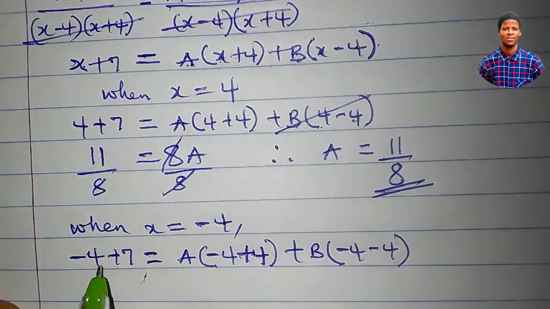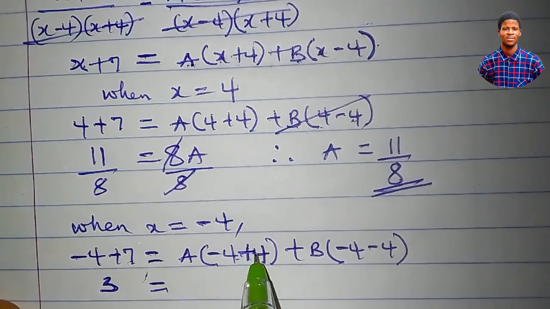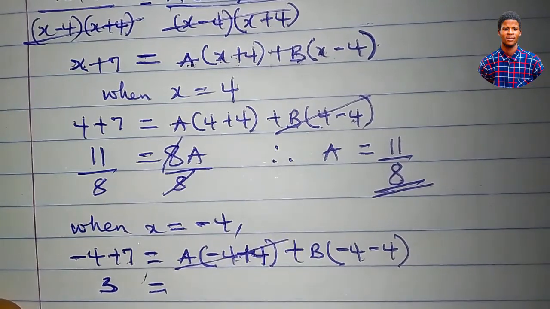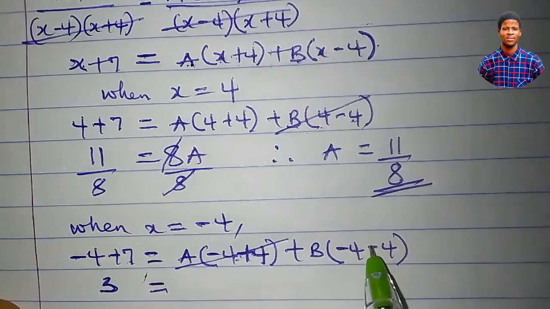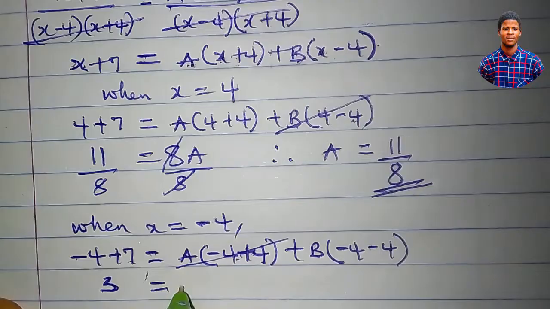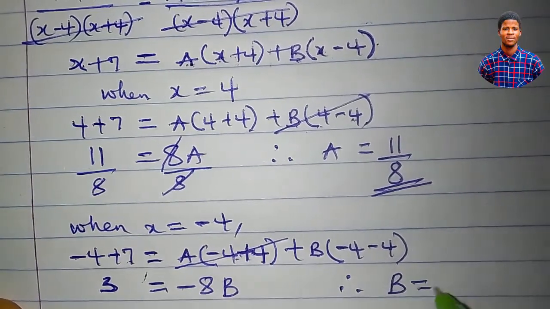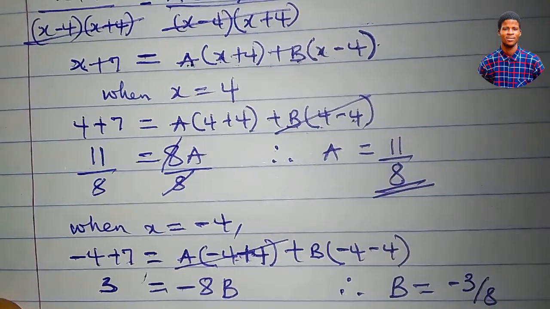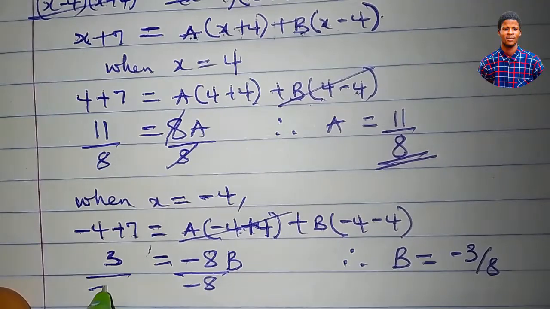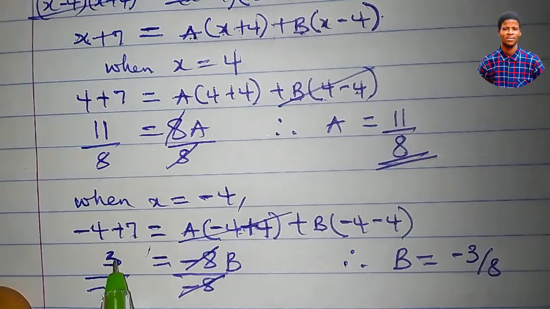Now, -4 + 7 is 3. -4 + 4 is 0. 0 times A is 0. Everything here is out. So what is left? We have -4 - 4 is -8. -8 times B is -8B. So we can say that B is equal to -3 over 8. How? Divide both sides by -8. -8 cancels -8. So B is equal to -3 over 8.